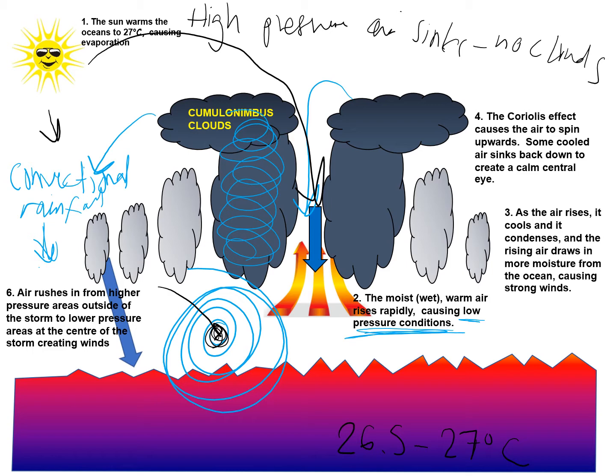So this creates a very calm area in the middle of the storm, which is known as the eye, and suggests actually that there isn't a tropical storm occurring, which can actually be quite dangerous.